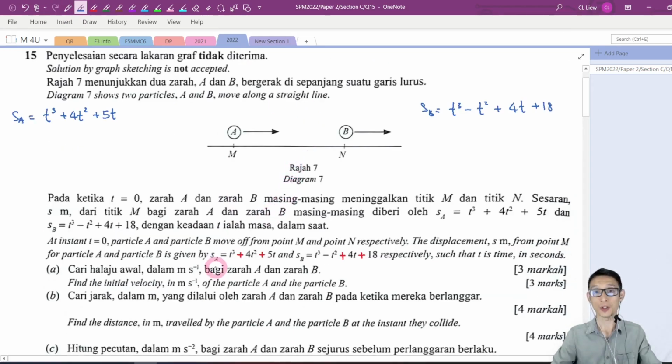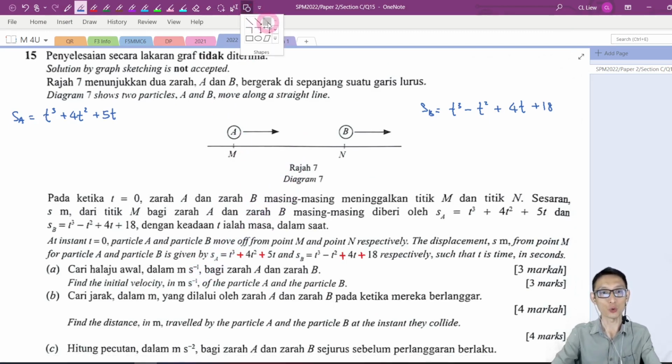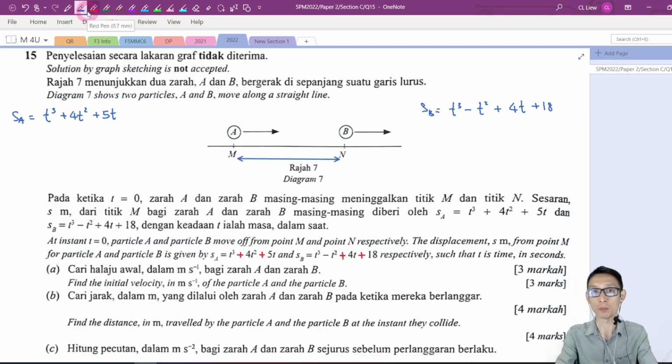Before we solve part A, now if I ask you what is the distance between point M and point N, how do we know the distance between point M and point N? By looking at the two given displacement functions, we actually know that the distance here is 18 meters. How do I know 18 meters?